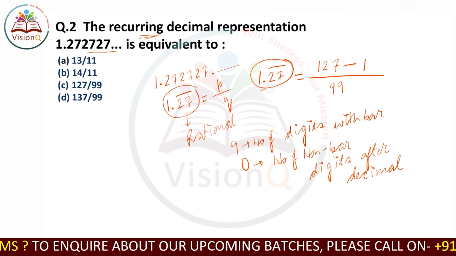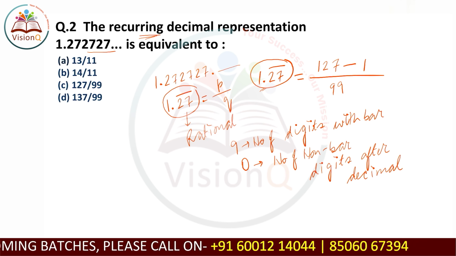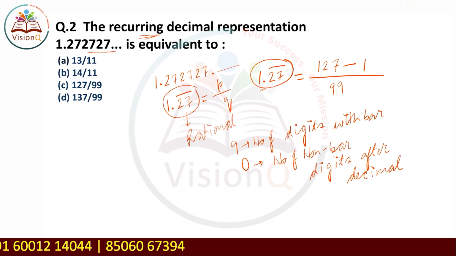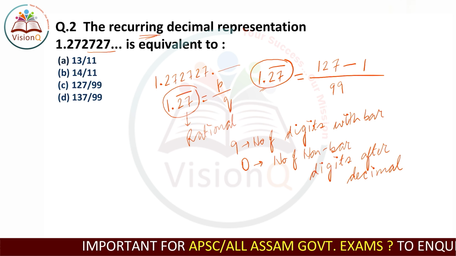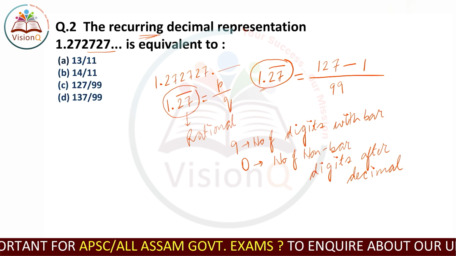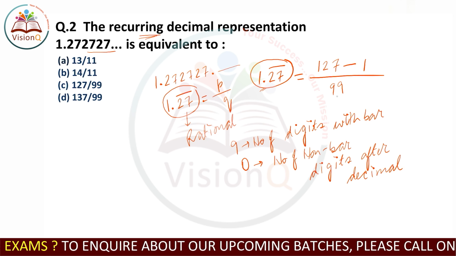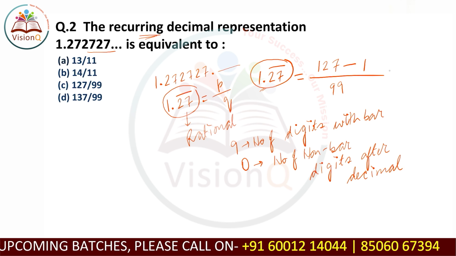So the whole number is 127 minus the number before bar, which is 1, divided by, for bar digits we'll write 9 here, and for non-bar digits after decimal we'll write 0 here. Now there are 2 digits with bar, so I have written 2 nines here. And since there are no non-bar digits after decimal in this decimal value, we will not write any 0 here. So this is the answer you have to find out here.